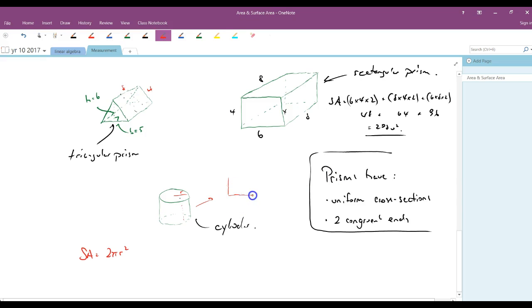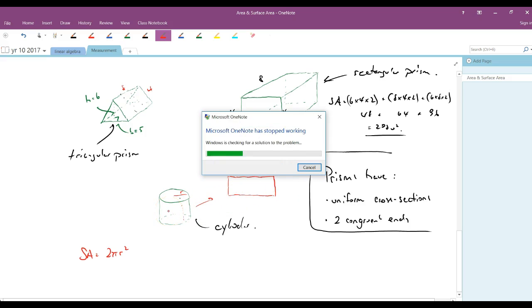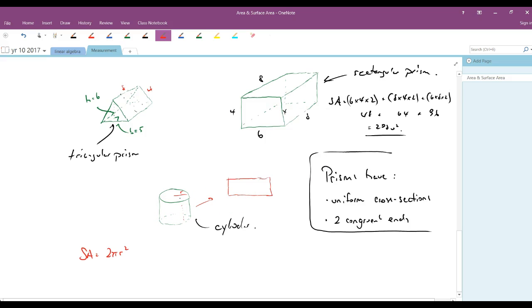I just lost one note there for a moment. Don't know what happened. I apologise, OneNote keeps crashing.